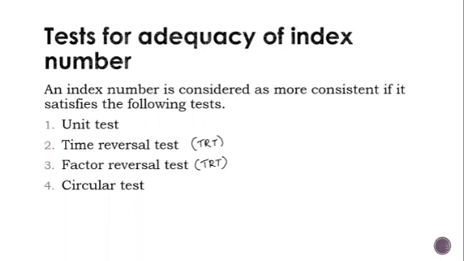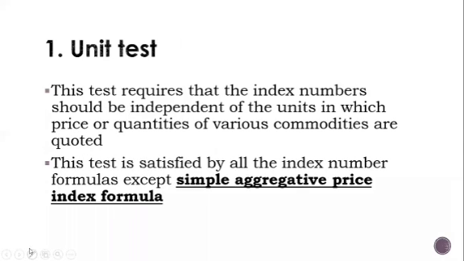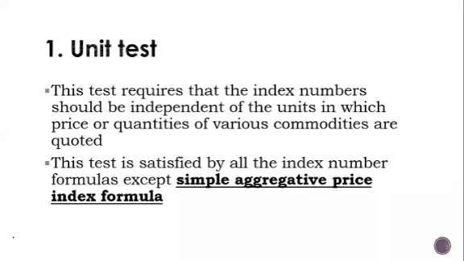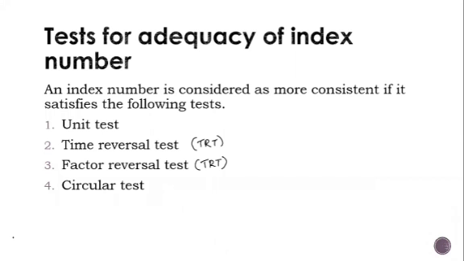In the previous class, we were learning about tests for adequacy of index numbers. Why do we use this test? To know which method of index number is more accurate, more consistent, or more adequate among the various methods that you apply. The various tests are the unit test, time reversal test, factor reversal test, and circular test.